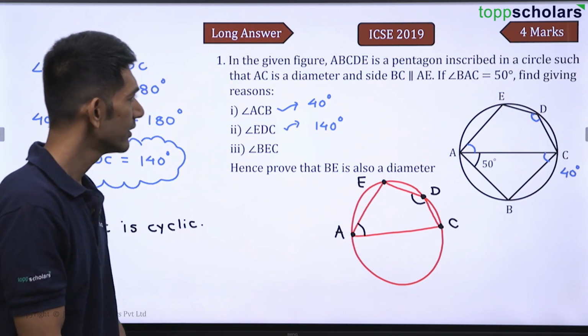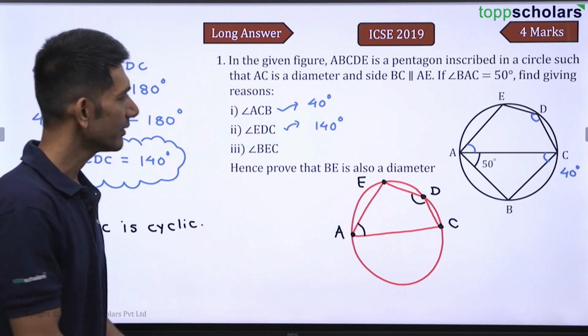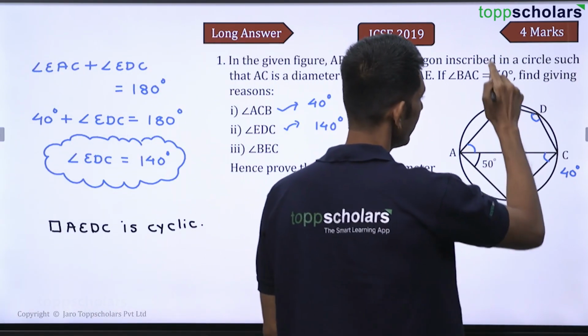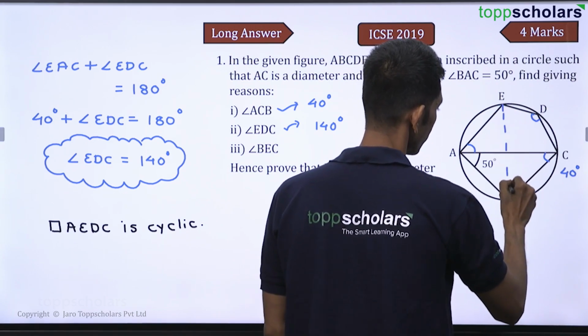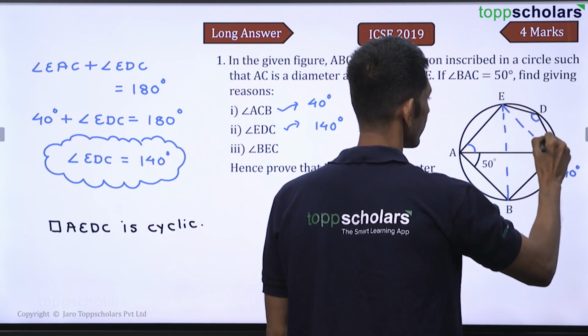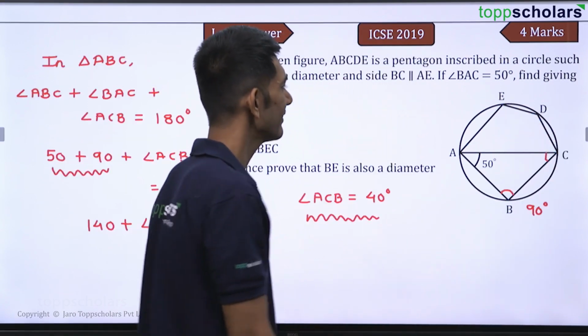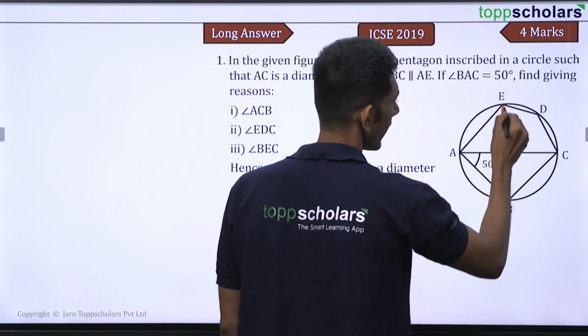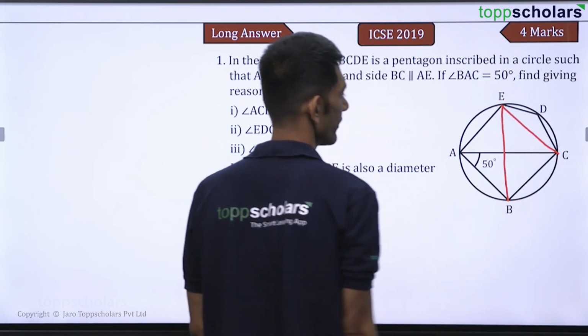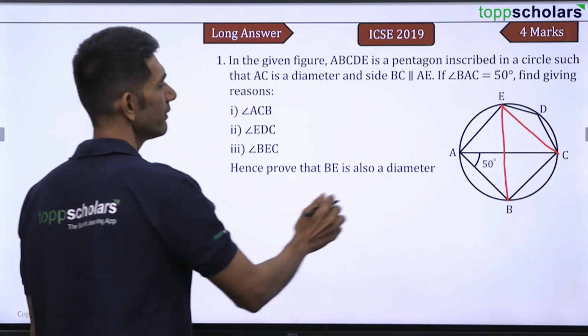I hope you are getting this. Now let us focus on BEC. BEC. So for that, can I say I need to join this BE, I need to join this EC. Let's have a fresh figure. So I need to join EB, I need to join EC, and I am supposed to find out BEC, that is this angle.